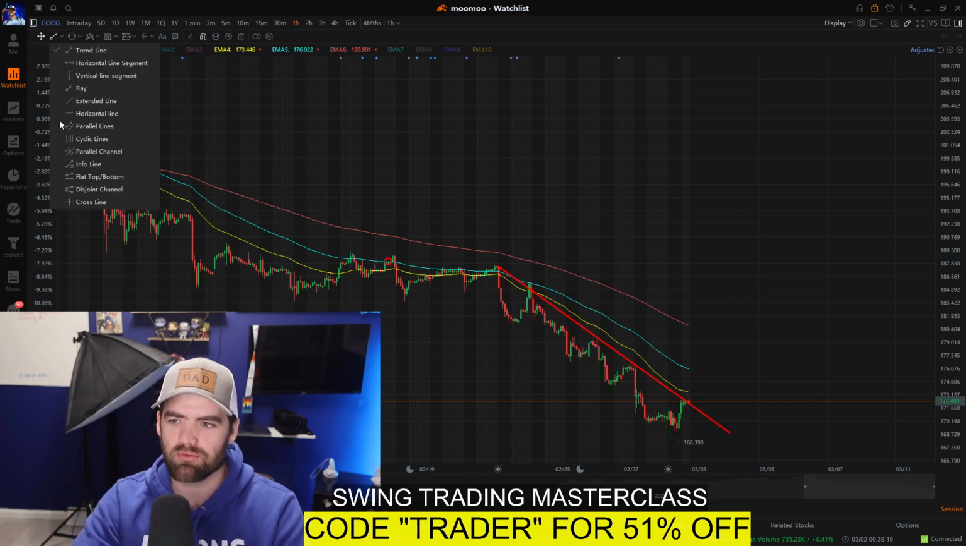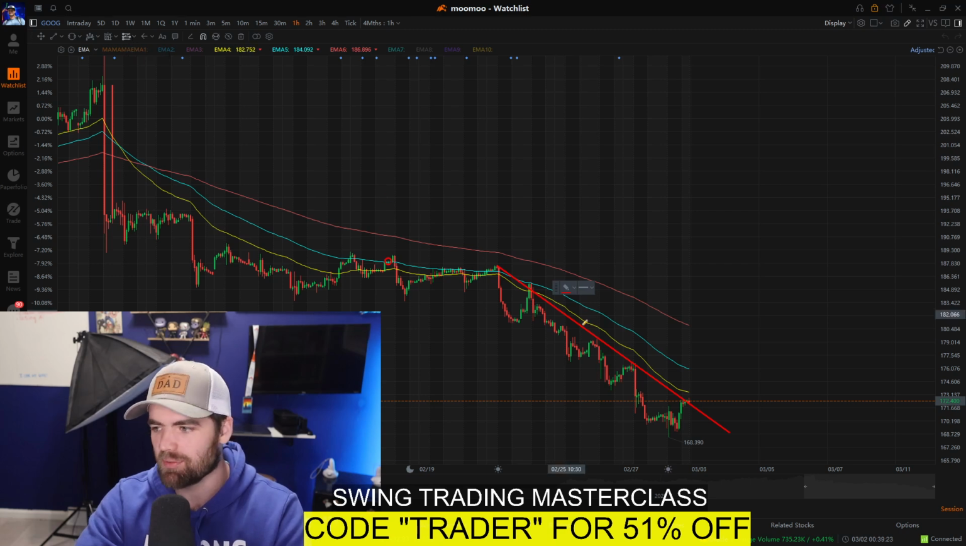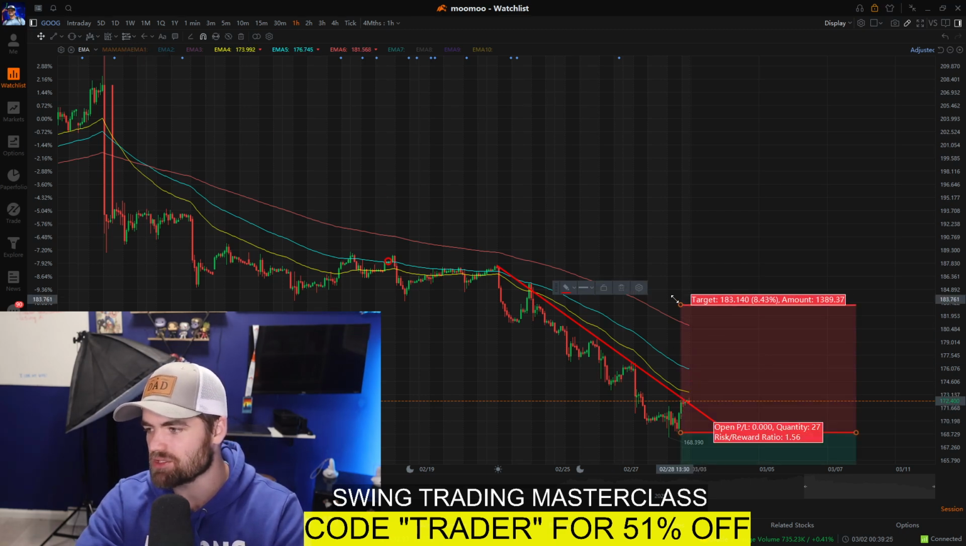And the drawing tools are right up here. There's a variety of different ones, as well as long positions tools for risk management.